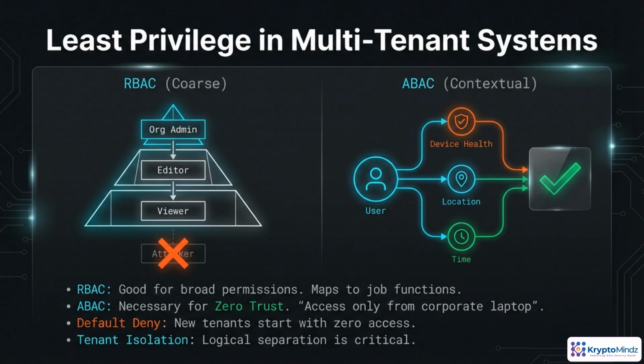For multi-tenant SaaS, regulators focus heavily on how you enforce least privilege. RBAC is your baseline: roles that map to job functions like admin, editor, viewer. It's simple and audit-friendly, but too coarse on its own. ABAC adds context: who the user is, where they are, device health, time of day. That's what enables real zero trust. Combine both with default deny and strong tenant isolation to meet modern expectations.